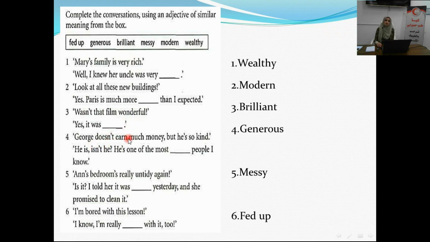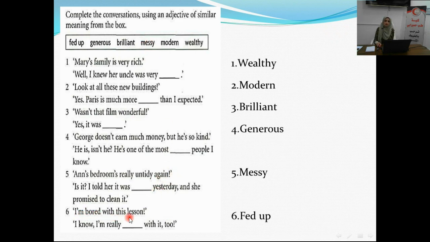Number four, George doesn't earn much money, but he is so kind. He is, isn't he? He is one of the most... people I know. So we have kind and he doesn't earn much money, so we're going to say generous. Number five, Anne's bedroom's really untidy again. Notice here the adjective untidy. Is it? I told her it was... yesterday and she promised to clean it. If we have something untidy, it means we have a mess, so we're going to say messy.